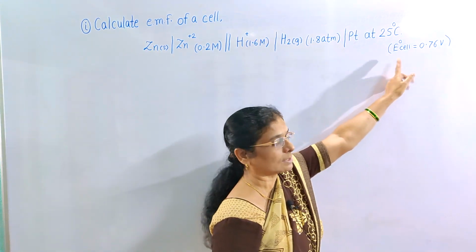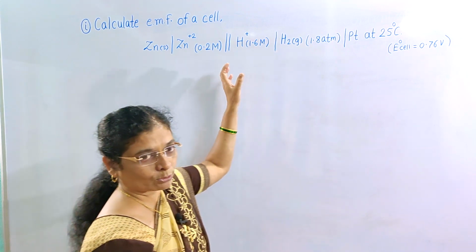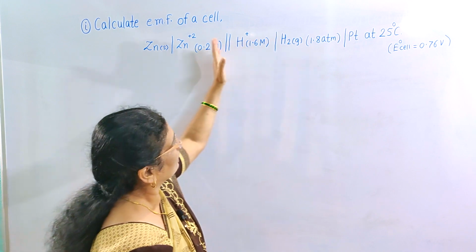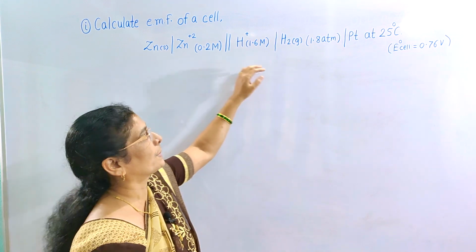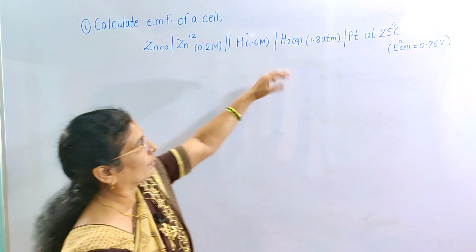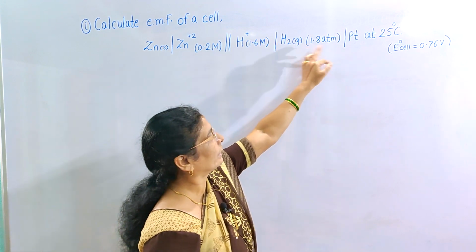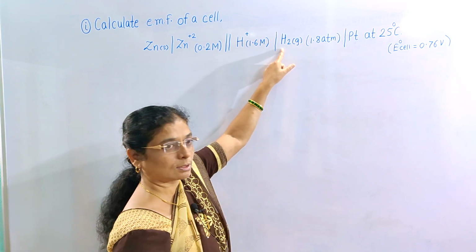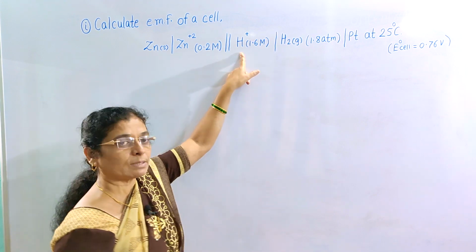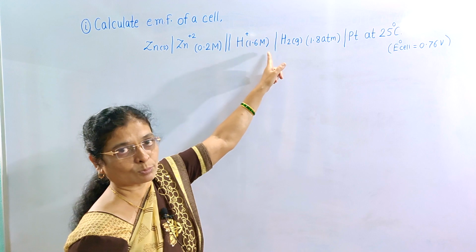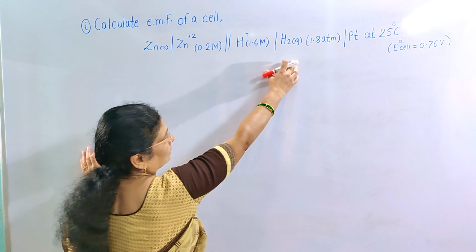E0 cell is given, which is equal to 0.76 volt. Now this electrode is the hydrogen gas electrode which works as cathode. So this is the representation for the hydrogen gas electrode. We have studied separately how any electrode is represented, how a gas electrode is represented. Remember here, on platinum metal, hydrogen gas is adsorbed. The pressure of the gas is 1.8 atmosphere, and the rod on which this hydrogen gas is adsorbed is dipped in a solution containing H plus ions having the concentration 1.6 molar, and the cell is constructed by using these two electrodes, that is the zinc electrode and the hydrogen gas electrode.